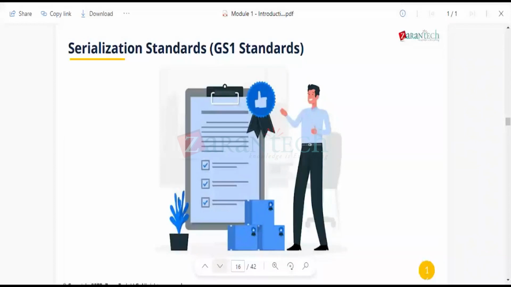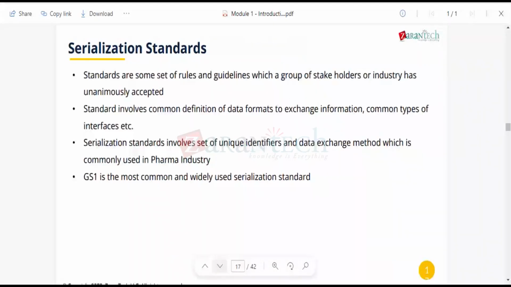Yes. So these are the standards, and I will explain what each standard means. First of all, what is the meaning of standards? As I said, there has to be some set of rules and guidelines which has to be the same across the different stakeholders in the industry. These standards are basically the common definition of data formats to exchange information, common types of interfaces, etc. Serialization standards are unique identifiers and data exchange methods commonly used in the pharma industry.